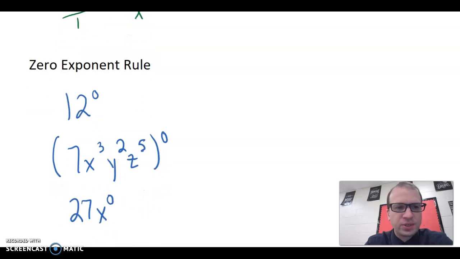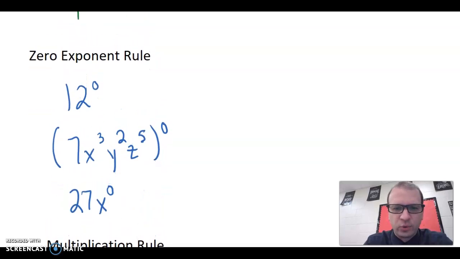Our second rule is the zero exponent rule. This is one of the easier ones to use, but we have to be careful not to overextend it and overuse it. The first thing I want to look at is the first one, which is 12 to the 0 power. When applying the zero exponent rule, that will give me 1. Weird. Then I take this quantity here, 7x to the third, y squared, z to the fifth, to the 0 power, and I get 1.